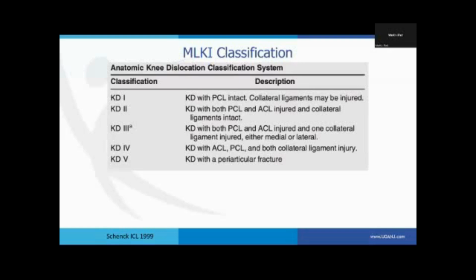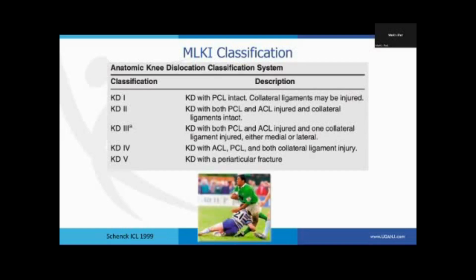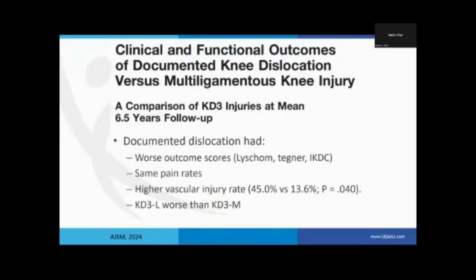We classify these. This is the Schenck classification. It's based on the number of ligaments injured. You can have a 1 ligament knee dislocation, although that's rare. Most of the ones we see probably have 3 ligaments injured, both cruciates, and then one of the collaterals typically. You can have a fracture, you can have an artery and a nerve injury as well. This helps us determine the severity of the injury and then make our plan.